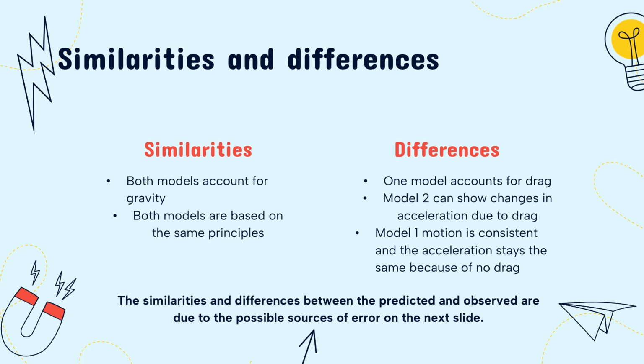So the similarities and differences: both models account for gravity. Both models are based on the same principles. One model can show drag, which is model 2, and it shows changes in acceleration due to drag. And in model 1, the motion is consistent and the acceleration stays the same because of no drag.